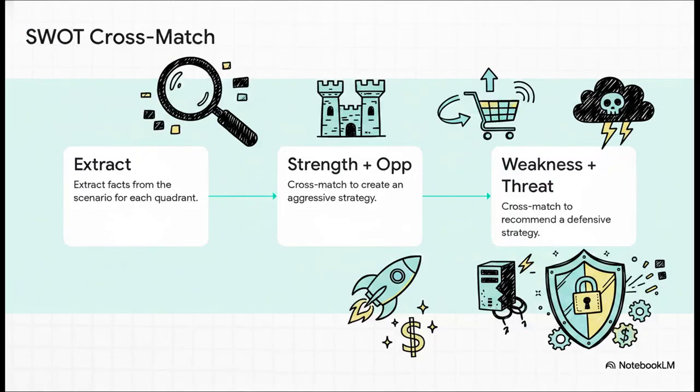And here is where the magic actually happens. Actually, scratch that. It's not magic. It's just good strategy. You cross-match. If the scenario says you have a strong brand, a strength, and there's a growing online market, an opportunity, you pair them up to recommend an aggressive e-commerce launch. Conversely, if you recognize your weakness is an old IT system while facing external cyber threats, you've got to recommend a defensive strategy to heavily invest in cybersecurity. That is exactly how you turn basic observations into a strategic roadmap.